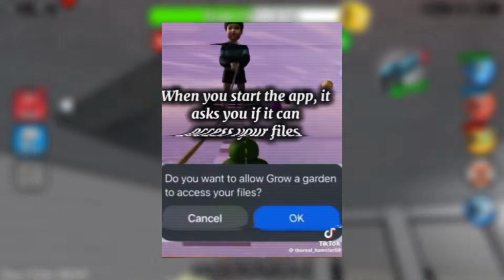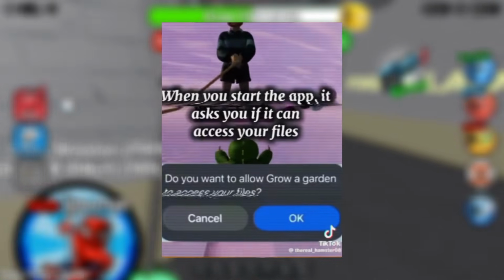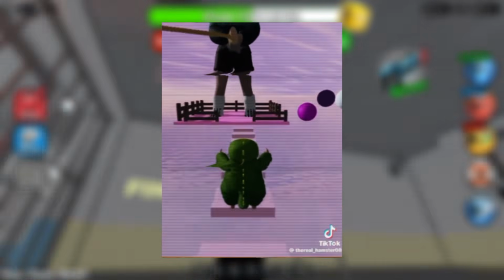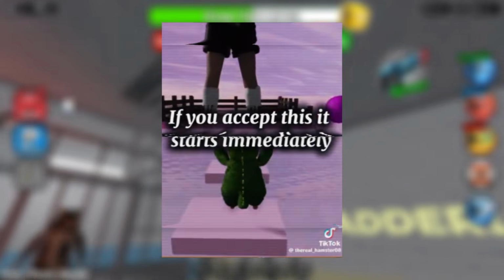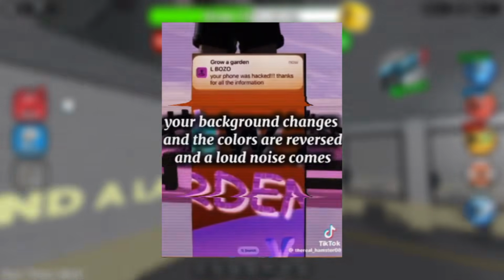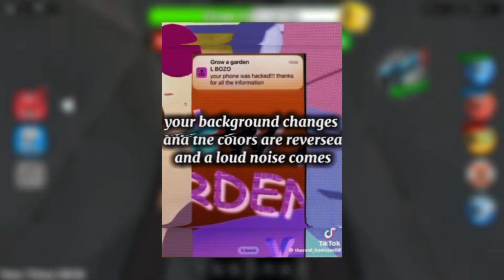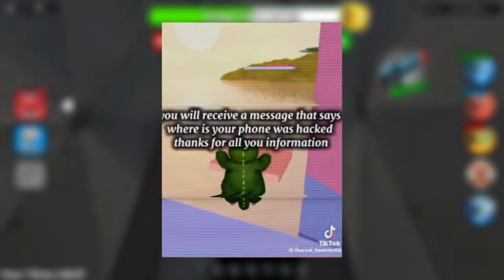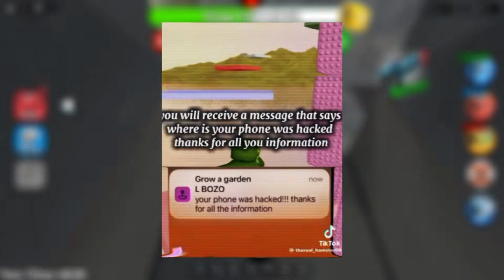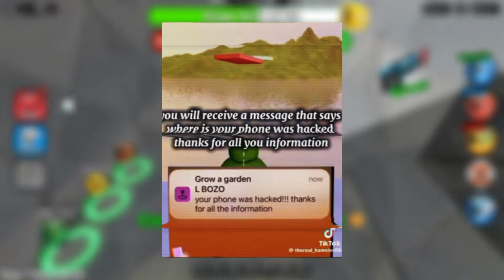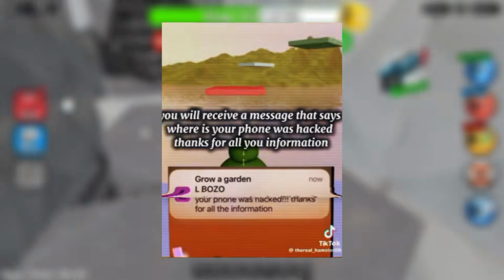When you start the app, it asks you if it can access your files. If you accept this, it starts immediately. Your background changes and the colors are reversed, and a loud noise comes. You will receive a message that says, "Your phone was hacked! Thanks for all your information."